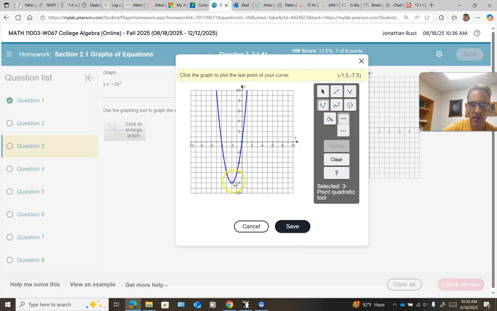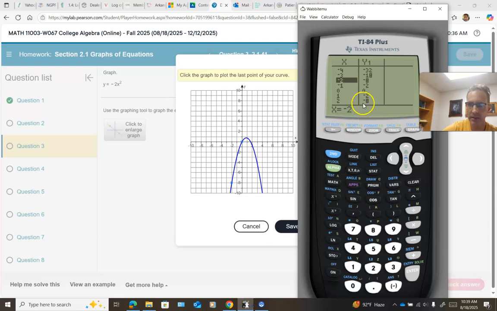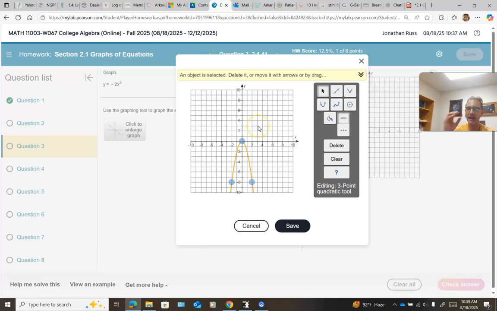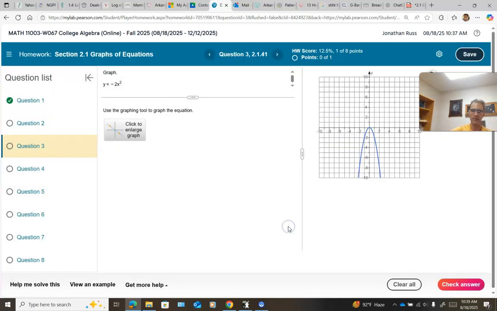Okay, so now you can see, depending on where I put that third point, it'll give my parabola the shape that it needs. Let me look back at my table. I'm going to choose a point on the other side, maybe positive 2, negative 8. So I'll go to the right 2 and then down 8. And there we go. That's where I want to put it. And that fixes that shape. And then you can save it.